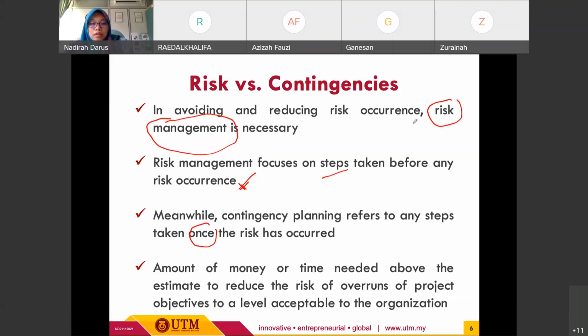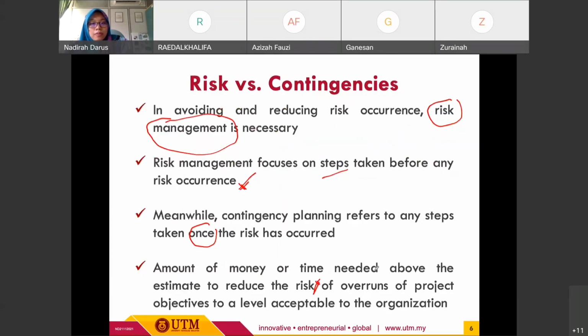And then for contingency planning, as I mentioned just now, it refers to the amount of money or time needed above the estimate to reduce the risk. Basically, all of you are quite familiar with the term contingency planning. That refers to how we prepare and plan for the risky event. All right, so I think that's all for risk and contingencies.